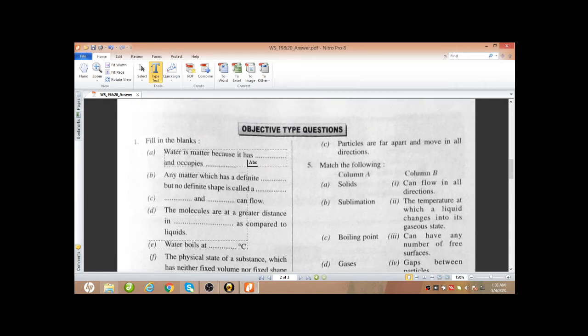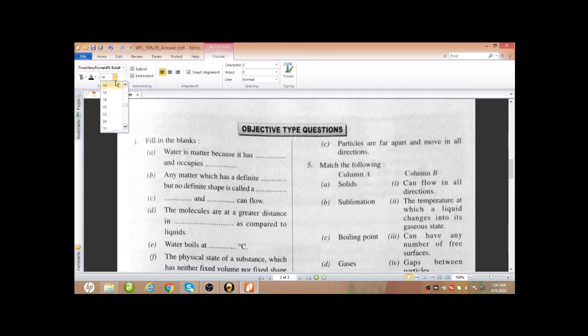See, objective type questions. This is just after the end of the chapter Matter. This exercise is there in your book, I think page number 35. Yes, on page number 35 you are going to get this exercise. So let us solve this. First, fill in the blanks. Water is matter because it has dash and occupies dash. So water is matter because it has mass and occupies space.